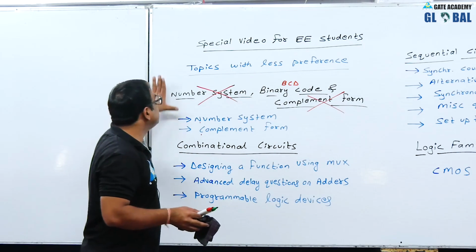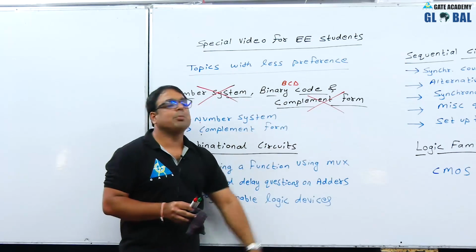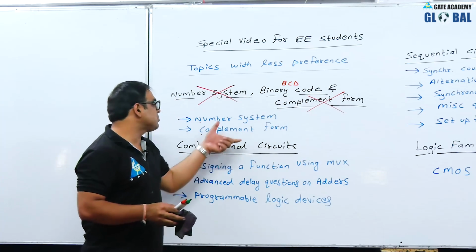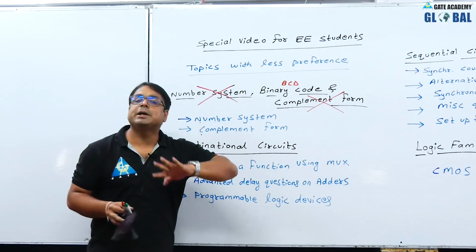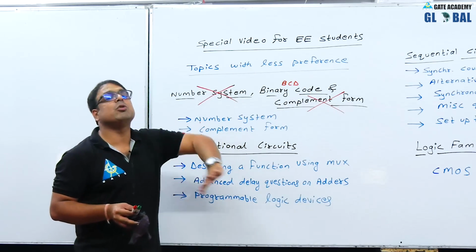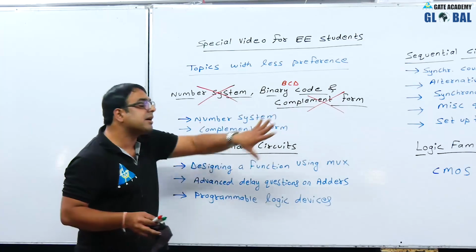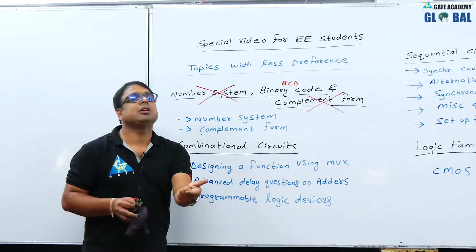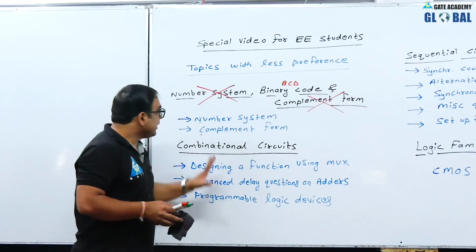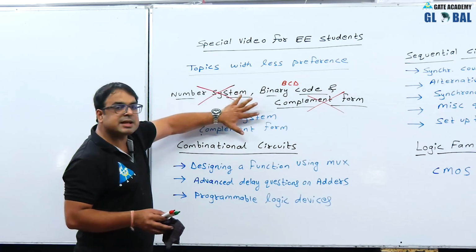So, you can ignore number system, you can ignore complement form. It means these 2 topics you can ignore, along with complement form, meaning 1's complement, 2's complement. Even you can ignore the overflow part. What I am saying, almost the complete unit you can ignore except a small information about BCD code. Now, this you can comfortably skip.